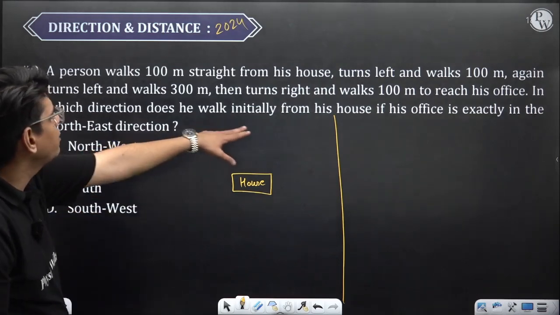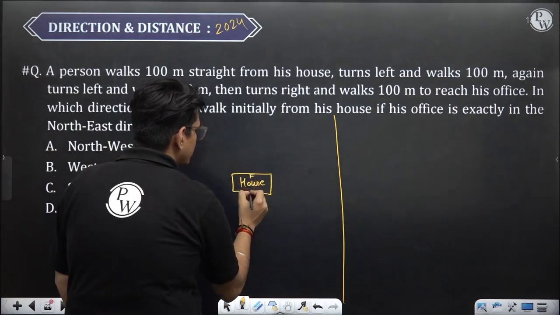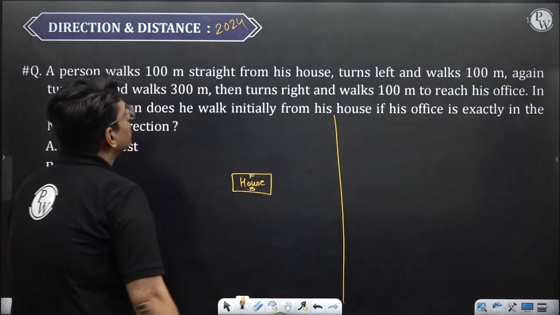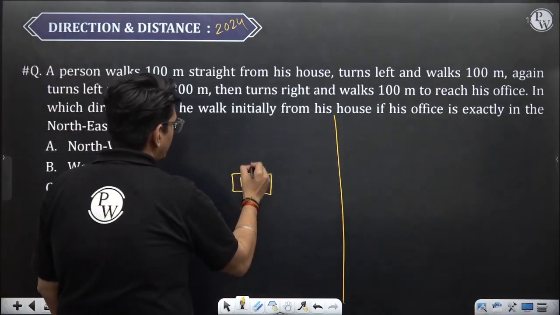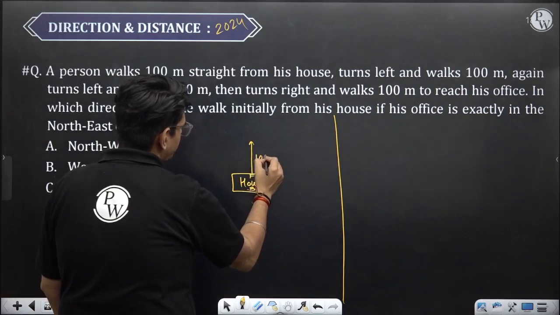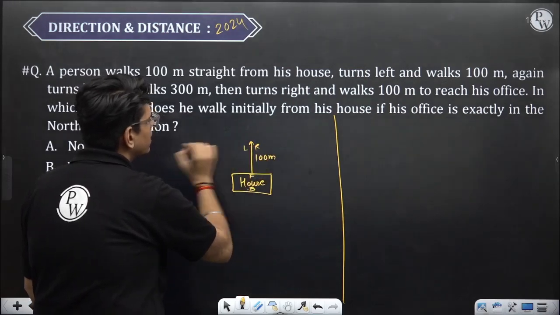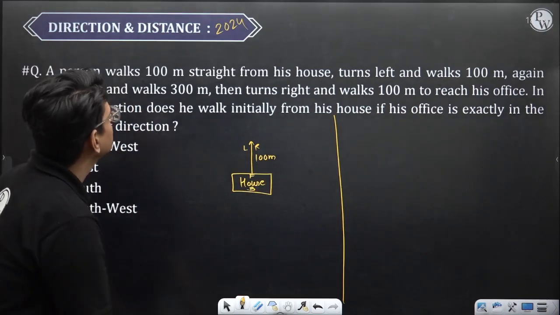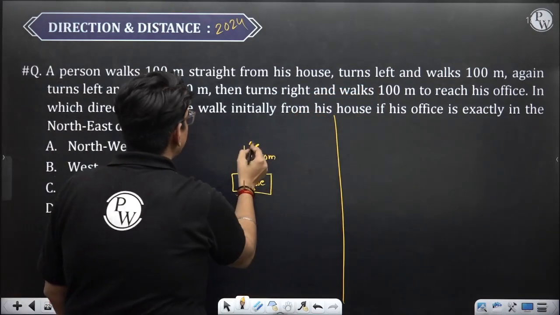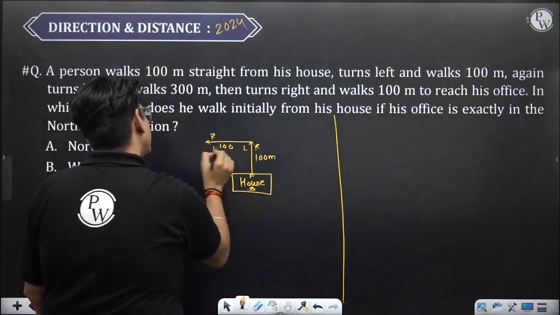he walks initially from his house, okay? This is his front side, this is his back side, okay? So 100 meters straight from his house, okay? 100 meters straight from his house. This is his right now, this is his left now, right? Then turns right and walks 100. Before this, turns left and walks 100. This is left 100, right? Now this becomes right, this becomes left.